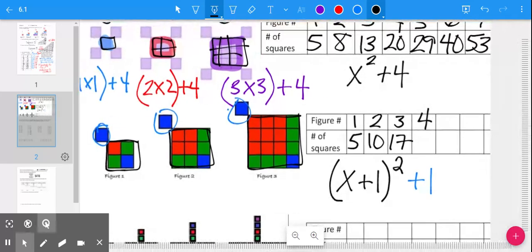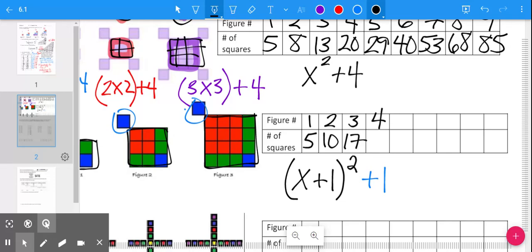So we have 4 plus 1 is 5. 5 squared is 25 plus 1 is 26. So we're plugging in 5 for x. 5 plus 1 is 6. 6 squared is 36 plus 1 is 37. 6 plus 1 is 7. 7 squared is 49, plus 1 is 50, and I'll let you guys fill in the last 3 values and check it on Canvas on your own.